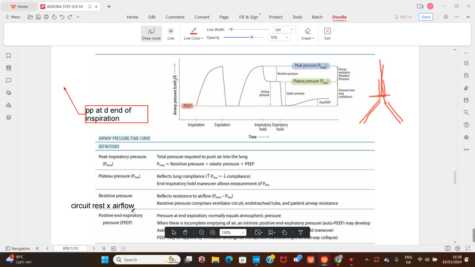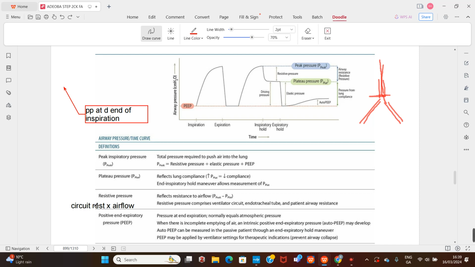Because the circuit has a form of inbuilt resistance, the narrower, the more the resistance. And also airflow. The fact that there's a flow of air within a circuit, within an airway, there's a form of air resistance there. So no flow, no air resistance. With airflow, there's going to be air resistance that contributes to the resistive pressure. And also the caliber of the circuit can bring about circuit resistance. So if you make the circuit narrow, you compress the endotracheal tube, or you compress the airway of that individual.